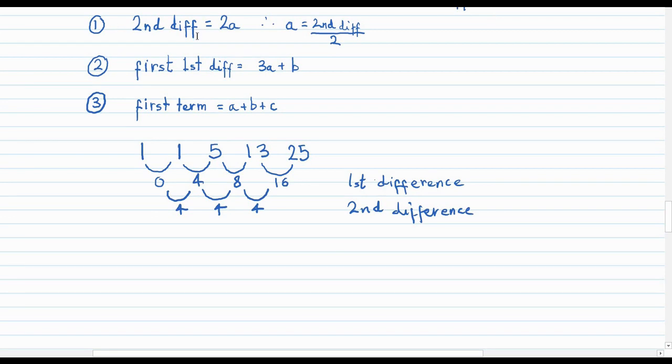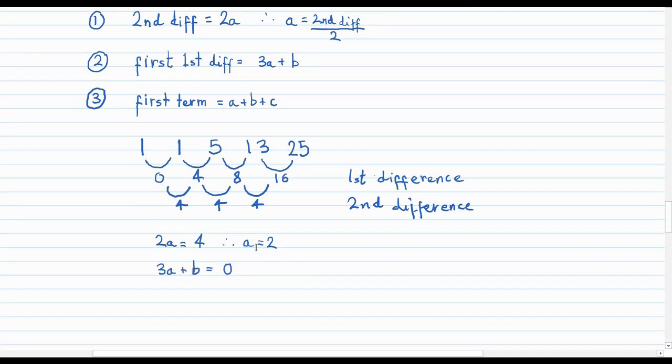So from the first equation above, we know that the second difference is equal to 2a. And for this sequence, second difference is equal to 4. Therefore, a equals 2. Next, we know that the first difference is equal to 3a plus b. So for this quadratic sequence, that means 3a plus b is equal to 0. And we already know that a is 2 from this calculation. So when we sub in this a value into this equation and rearrange for b, we get b as negative 6.